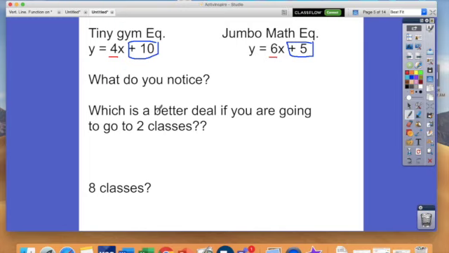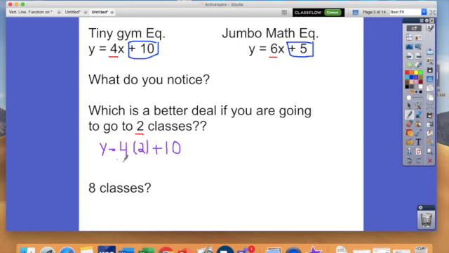So if I look at the one on the left, Tiny Gym, let's look at 2 classes to begin with. Let's go ahead and figure that out. So I would go y equals, sorry, not 2. How much is it per class? $4 per class. 4 times 2 plus 10.